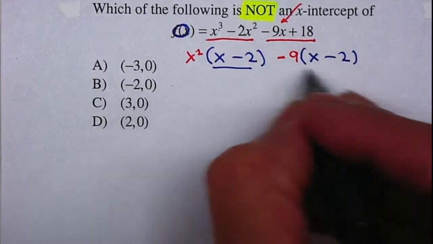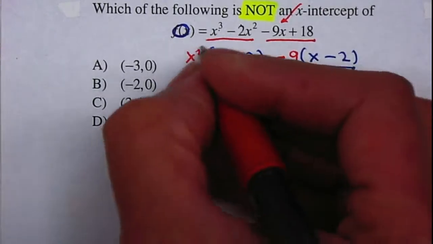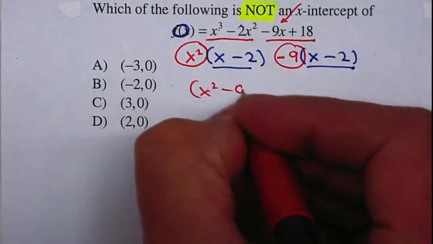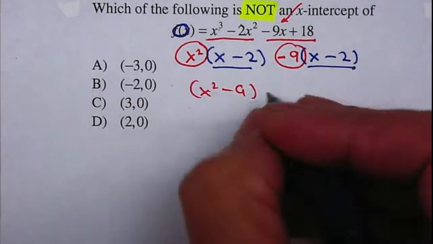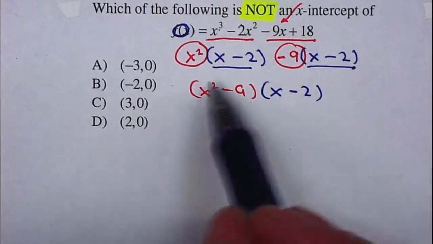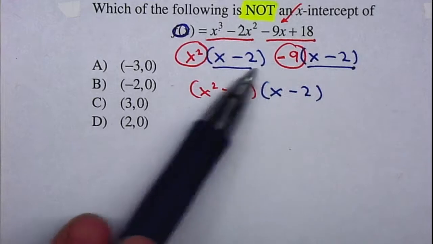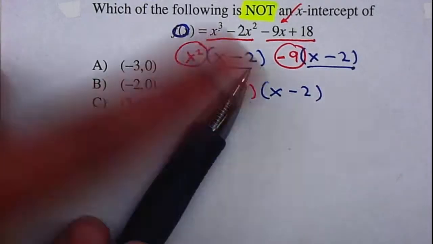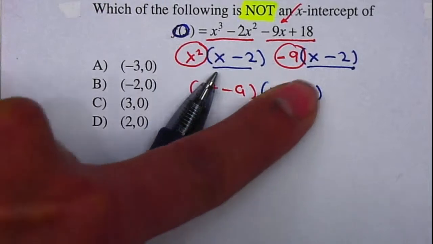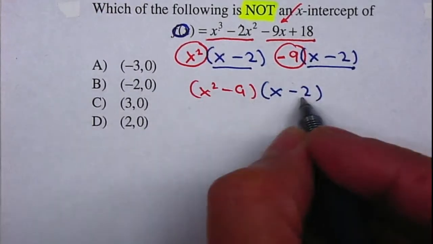Notice that those two are the same. The binomial is exactly the same. I'm going to group my x squared and my negative 9 as x squared minus 9, and my x minus 2 is only written once. Factoring by grouping is the opposite of multiplication. You basically distribute the x squared to them both, which is right here, and then you multiply the negative 9 times them both, which is right here. But remember, the x minus 2 is only once.